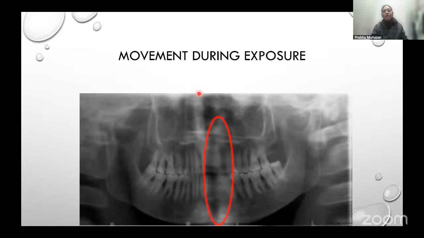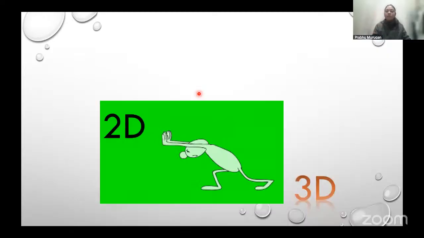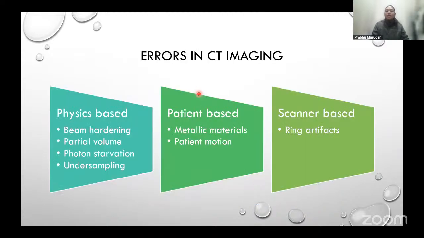Okay. Movement during exposure. Because your OPG has to go around the patient, right? Whenever the patient is moving during the exposure, the particular region which had some disturbance while exposing will be blurred out. It will not be captured properly. So this transition to 2D and 3D also has certain errors. This is mostly not asked for you, but for knowledge basis, I have just kept it.